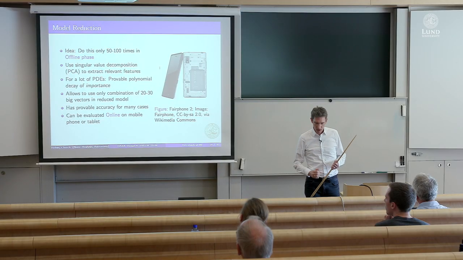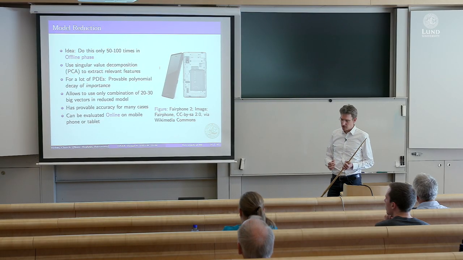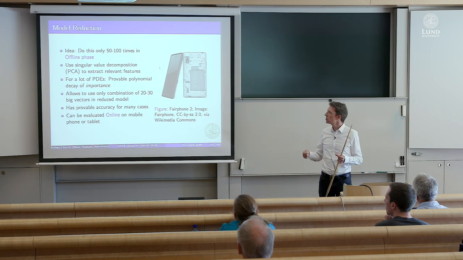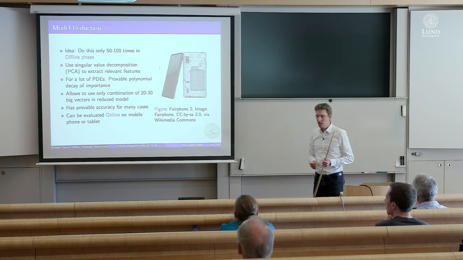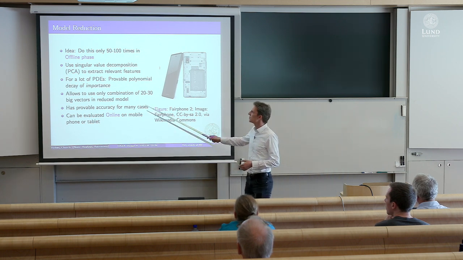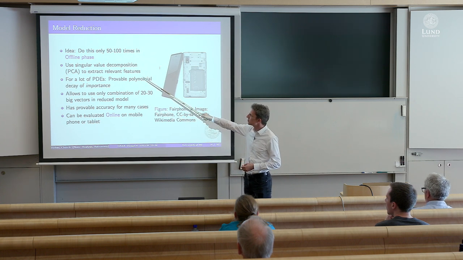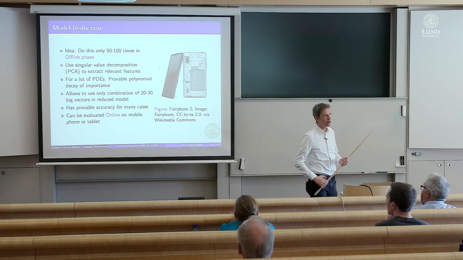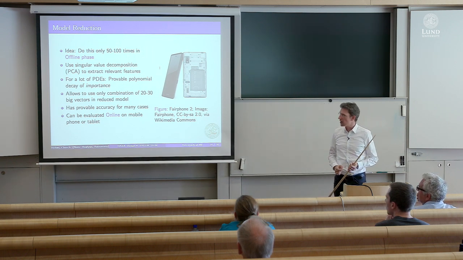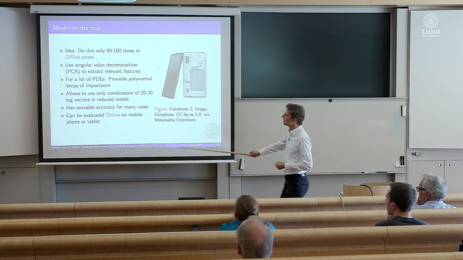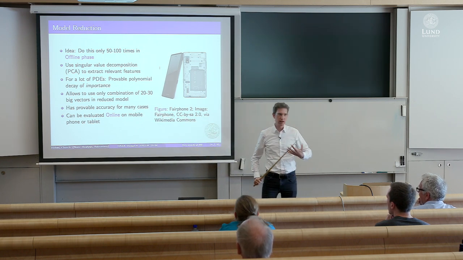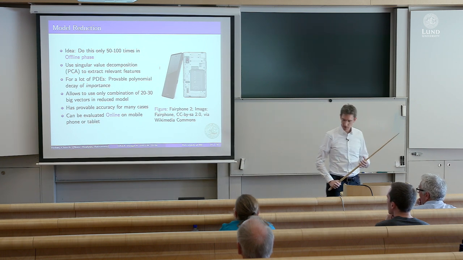And the point is that you can then prove for a lot of PDEs that if you sort these singular values by importance, the values decay polynomially. That means you can extract 20 to 30 vectors using these techniques that represent your solution to a very high degree of accuracy. And for many cases, you can even prove how accurate this is. So you get a certified accuracy for this reduced model.